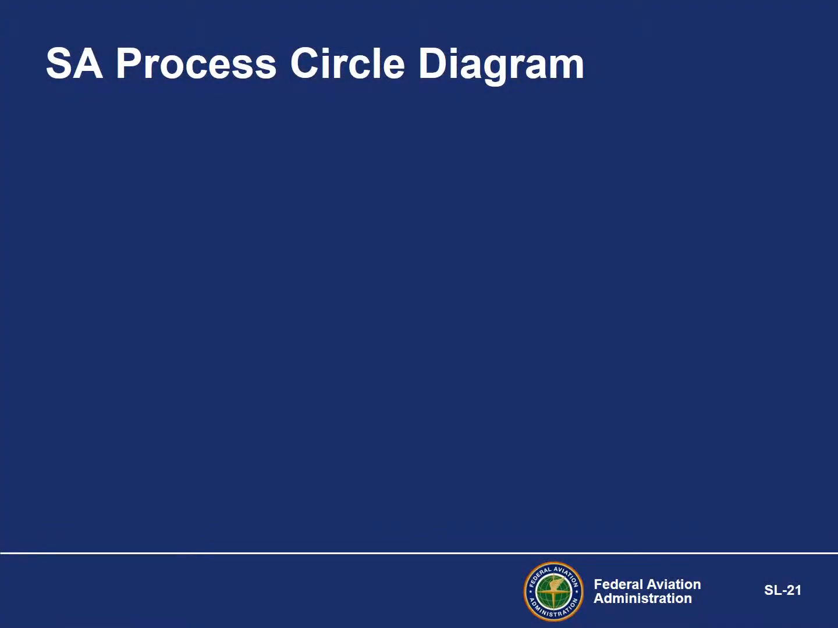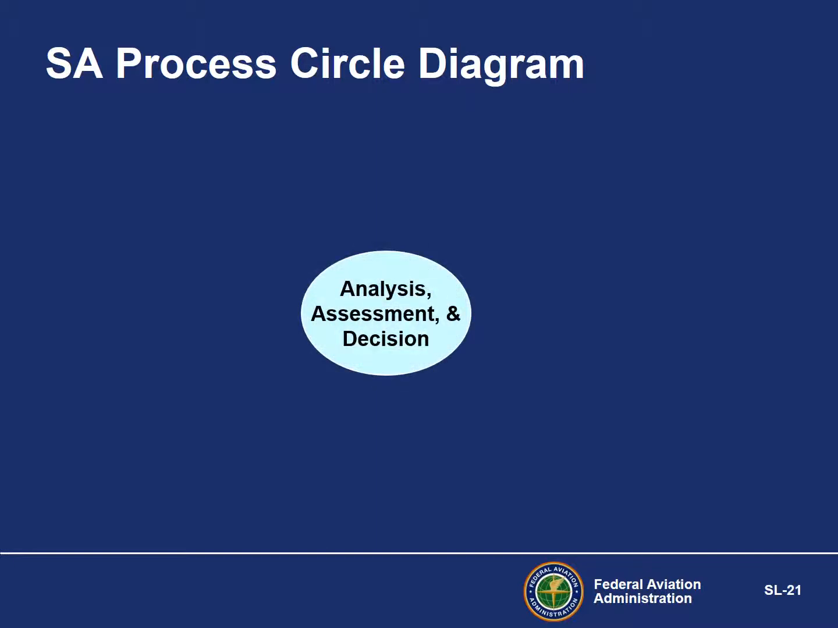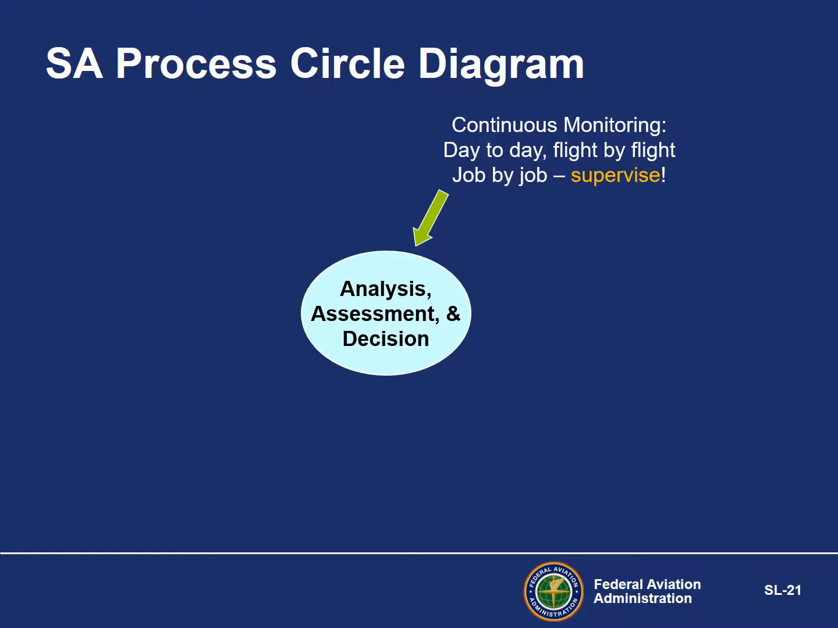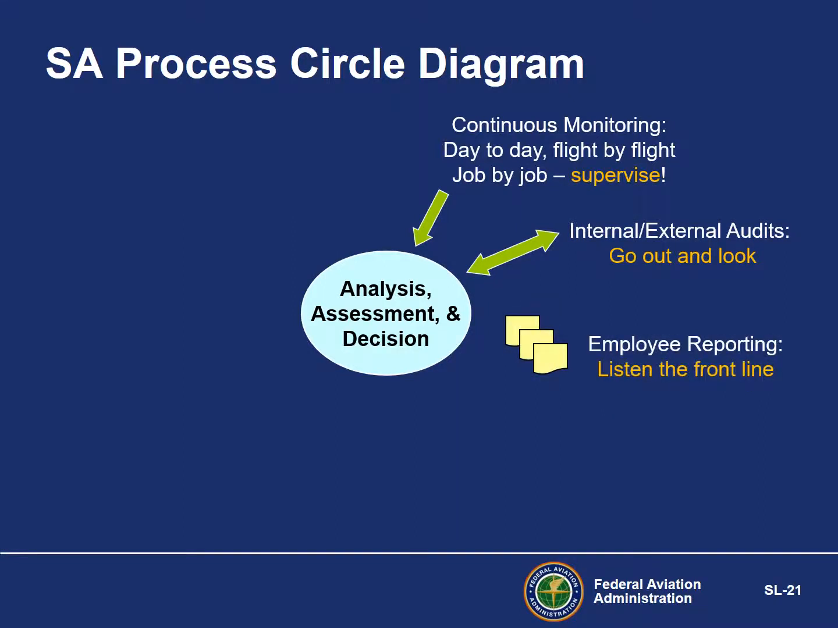Here's another way to view the safety assurance processes. Safety assurance is all about analysis, assessment, and making safety decisions based on information an organization collects and evaluates. Continuous monitoring, day-to-day, flight-by-flight, job-by-job. This is supervision. Internal and external audits. The next step is to go out and look, actively conducting audits, evaluations, surveys, and reviews. Employee reporting. Ensure there's a formal and effective means to listen to the front line and gain the benefit of the knowledge and experience of those actually doing the work.